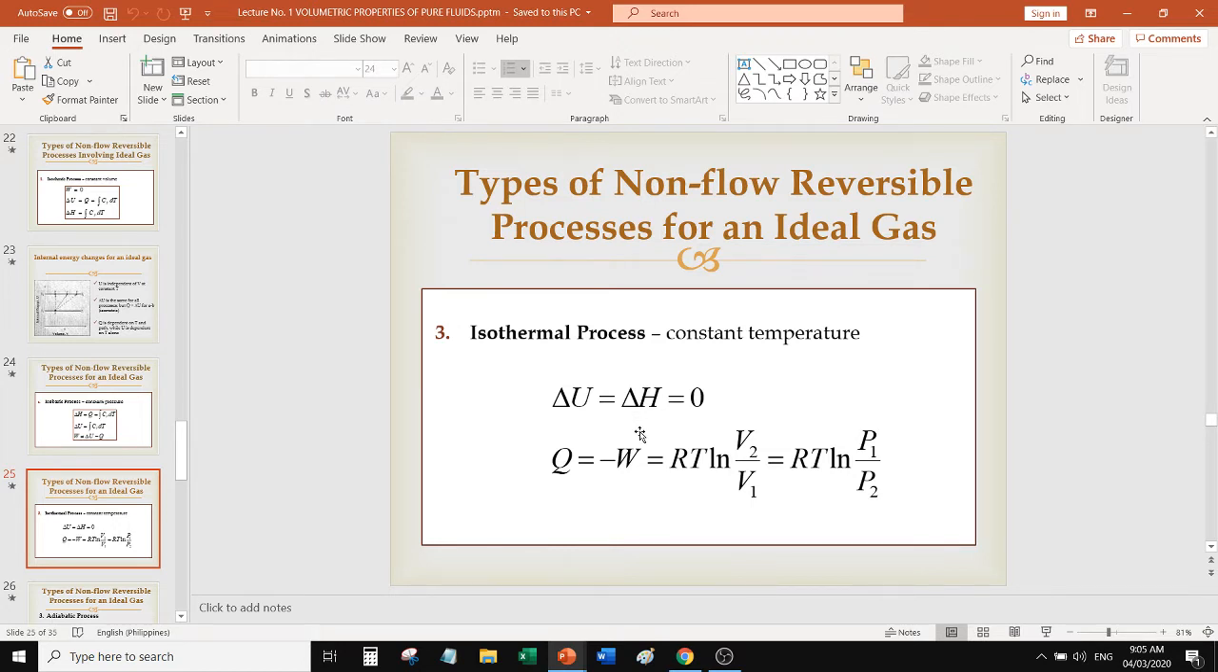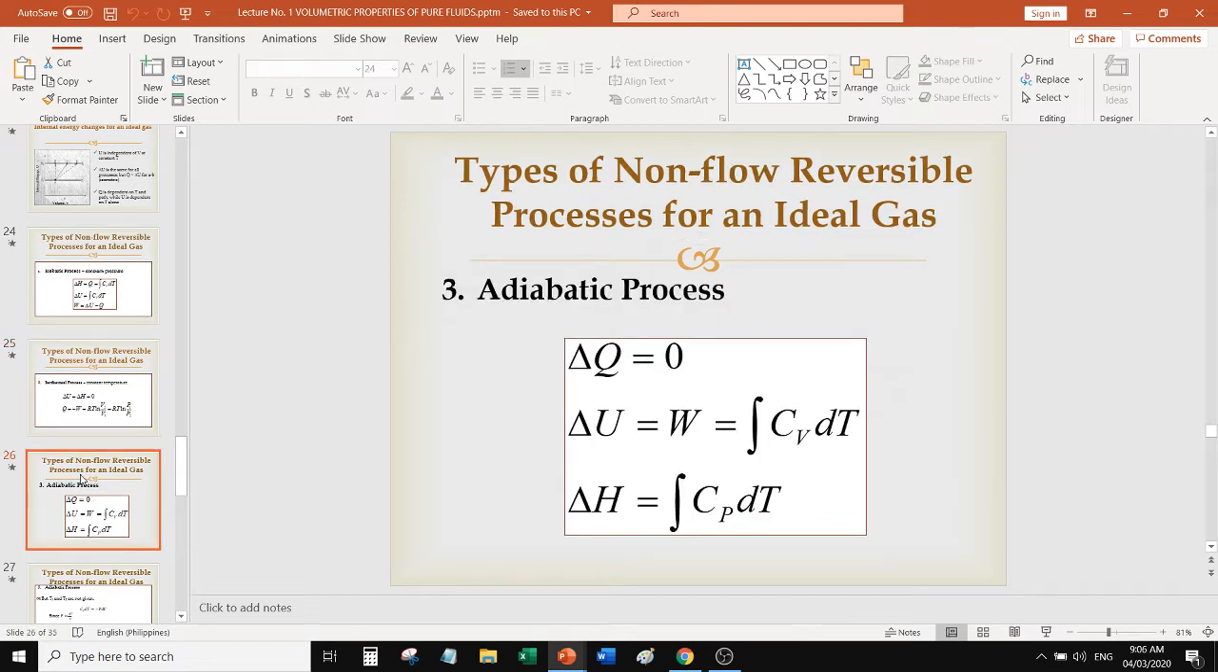Okay? And then we can make use of the ideal gas equation to derive this equation. So remember that we derived this last week. It's from the equation negative P dV, and we just replaced P with its equivalent in the ideal gas equation, and we took the integral.